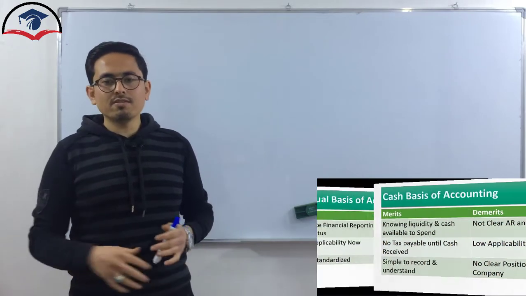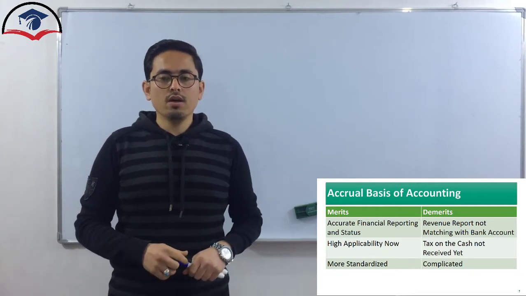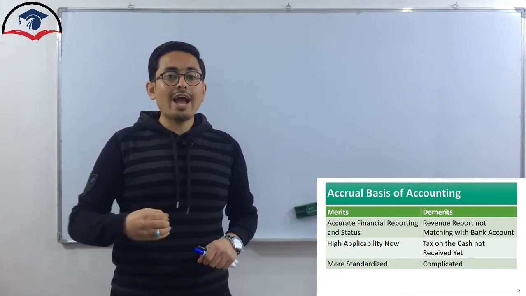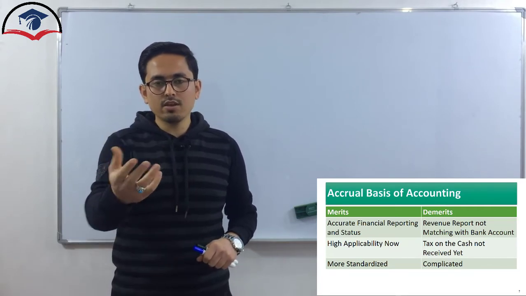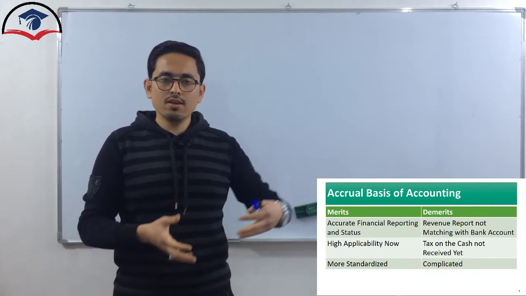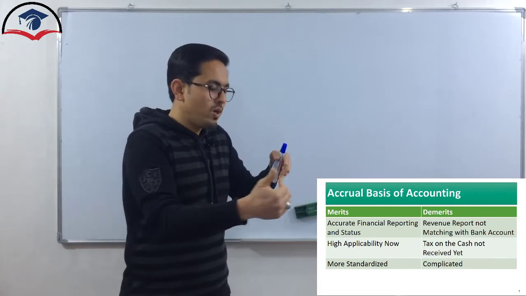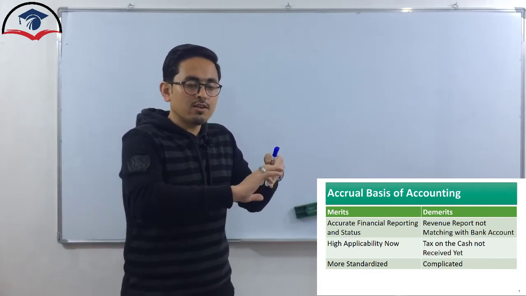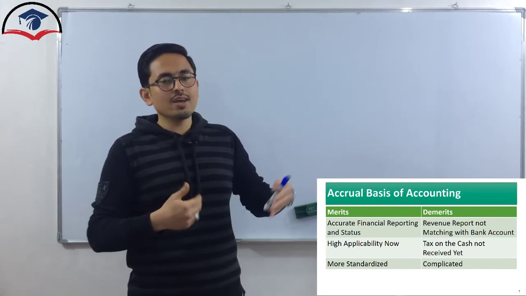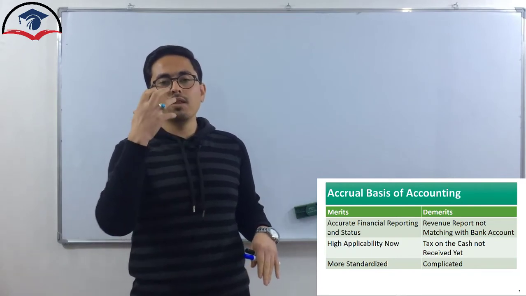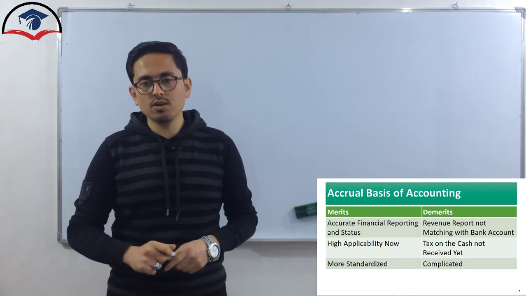Let's go to the accrual basis of accounting. Some merits, that's much more applicable now. They will show the accurate status, position and financial reporting of the company. Of course, I gave you the example of a computer. At year end 2021, I know my position, how much of the value of that computer has been expensed as depreciation, and how much value of that computer is remaining as the net realizable value or net book value at the end of 2021.